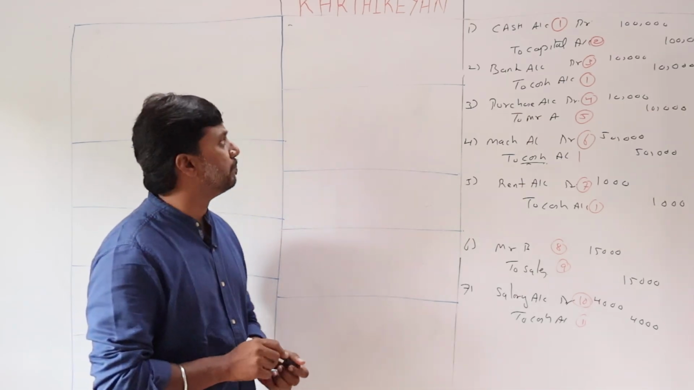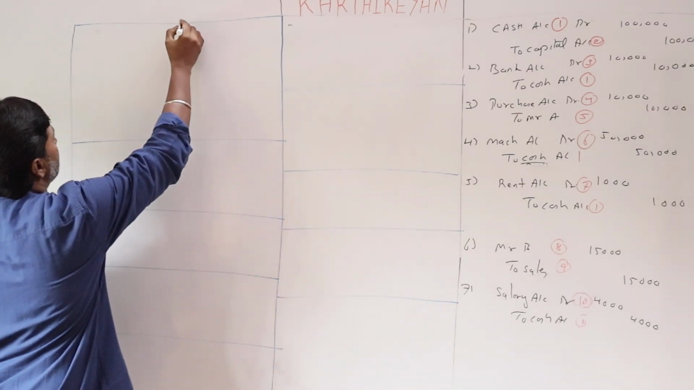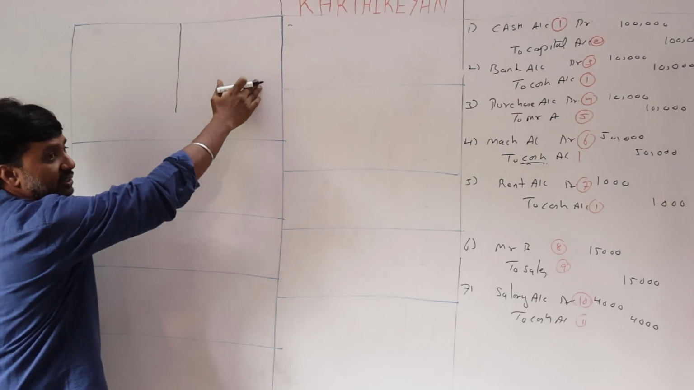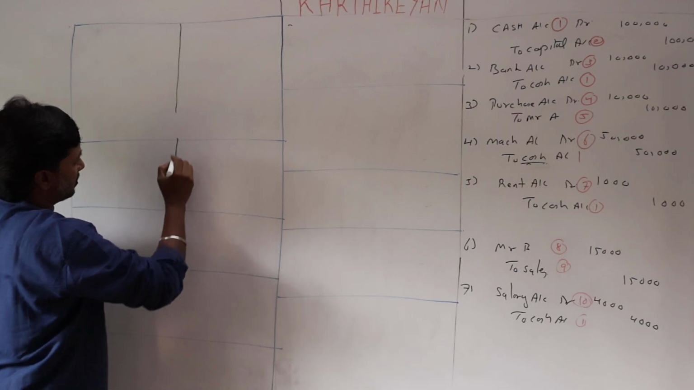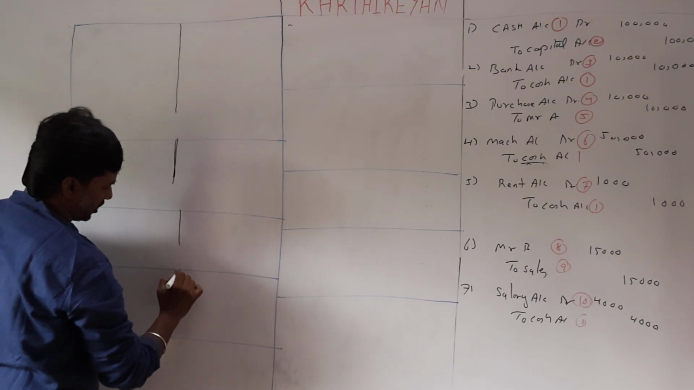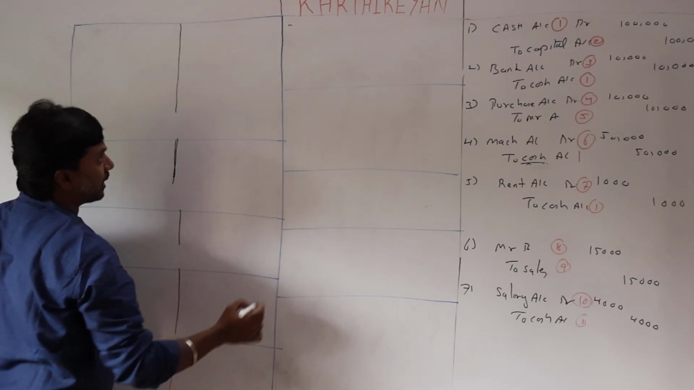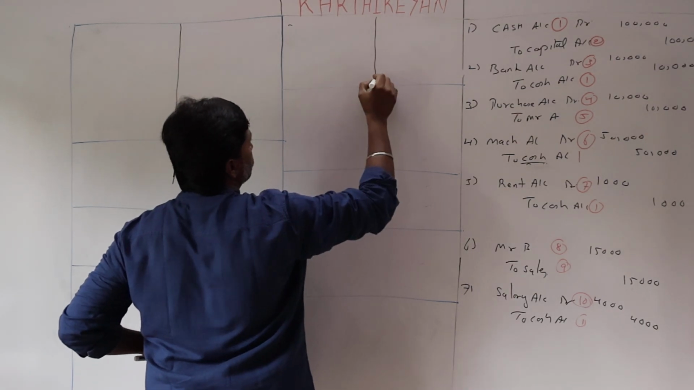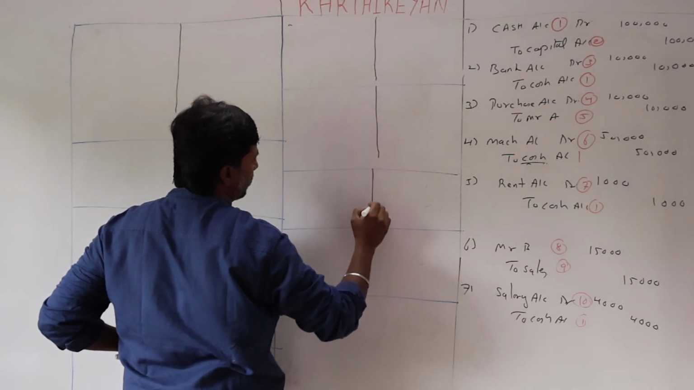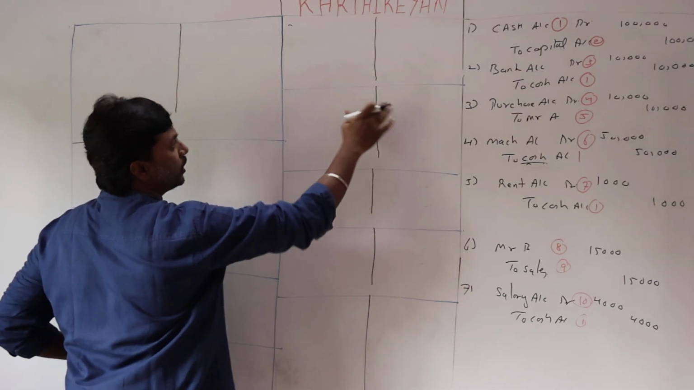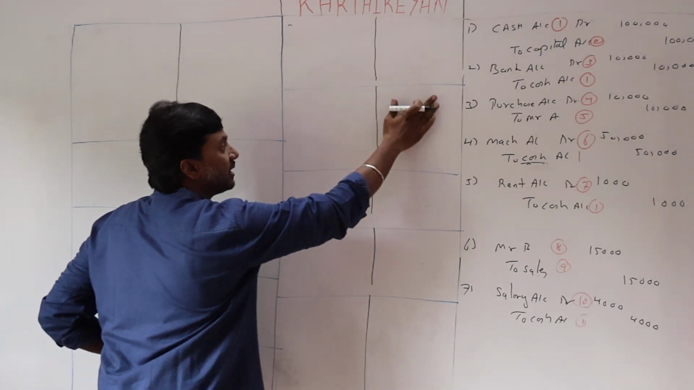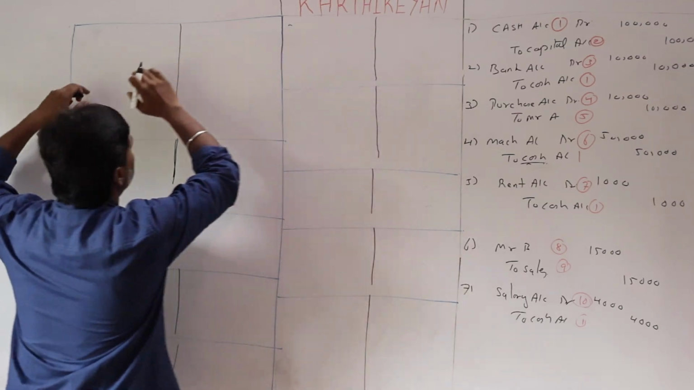A ledger account in simple words is a T shape. As you can see, this and the center line, this is what a ledger account looks like, known as a T-shaped account. The T-shape divides the area into two parts: debit side and credit side, debit side, credit side, debit side, credit side.